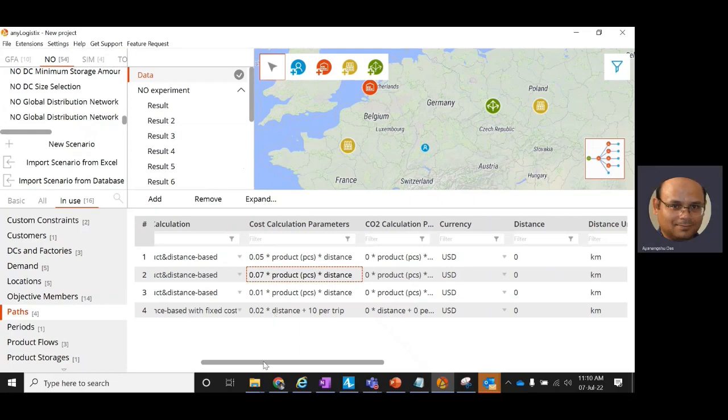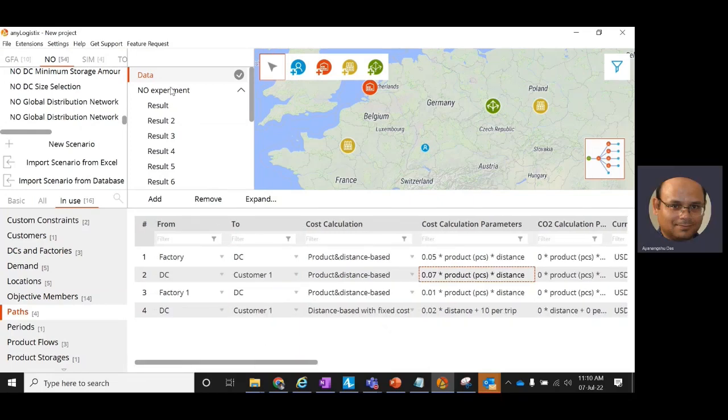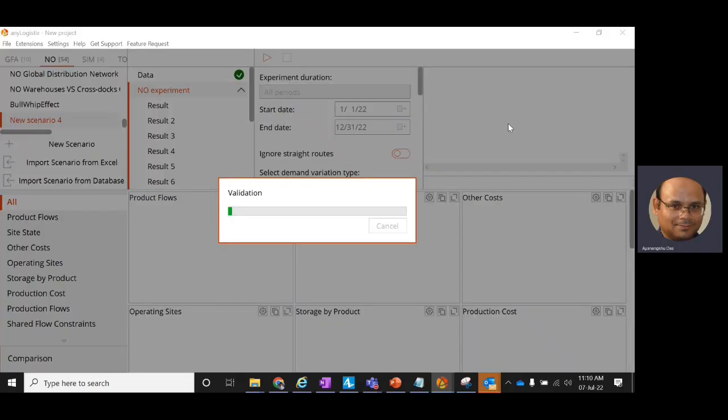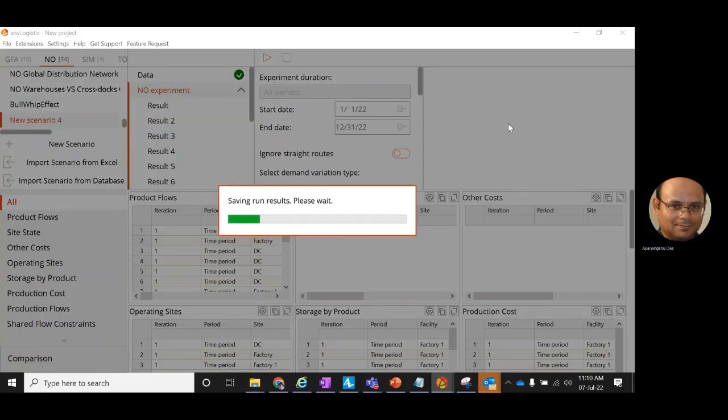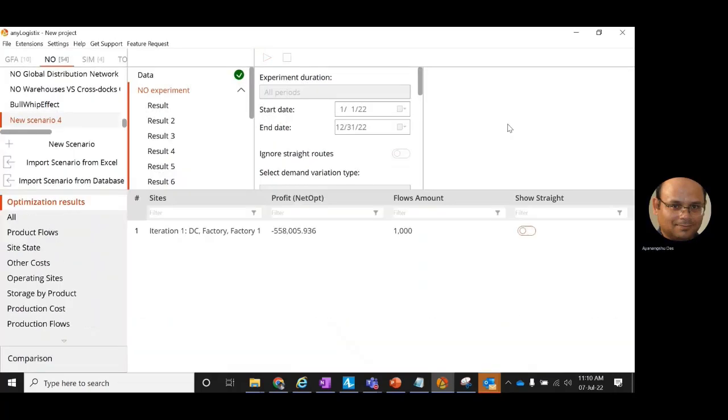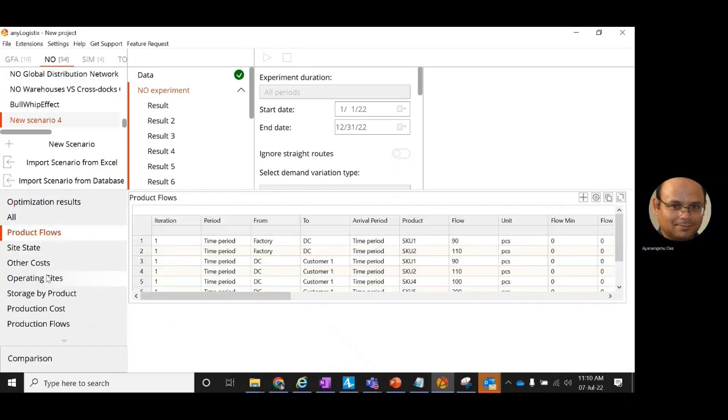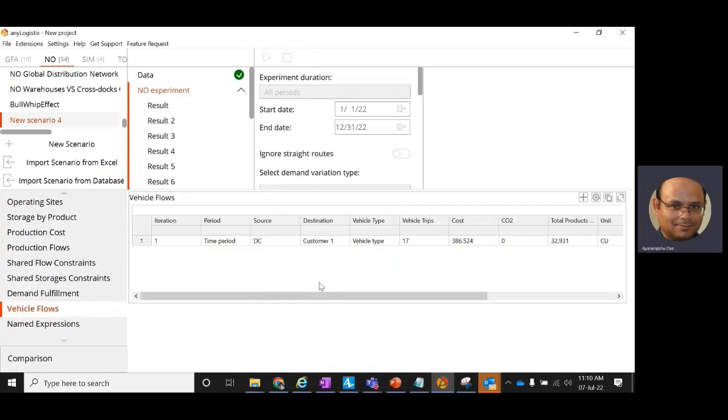FTL shipment. So we will try to see if any volume becomes more than one cargo unit. And if the volume is more than one cargo unit, then we should see a shipment in the FTL mode between the DC and customer. Essentially, any FTL shipment we should see in the vehicle flows tab in the output.